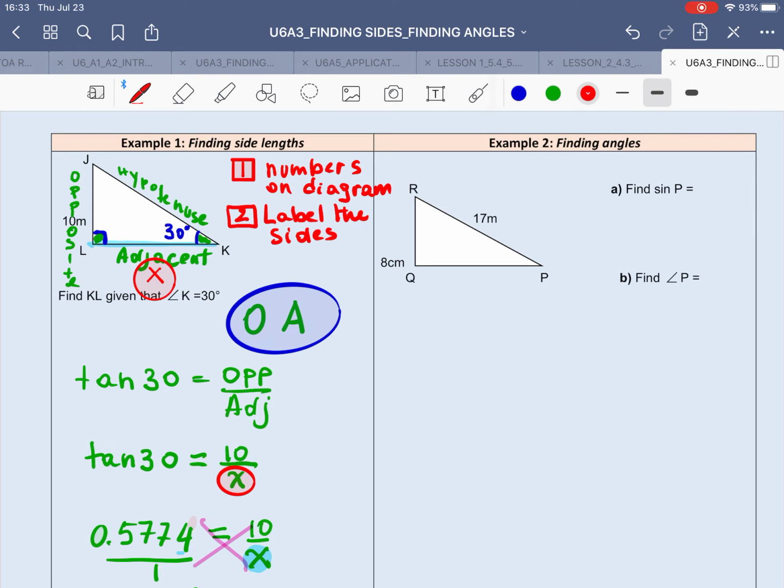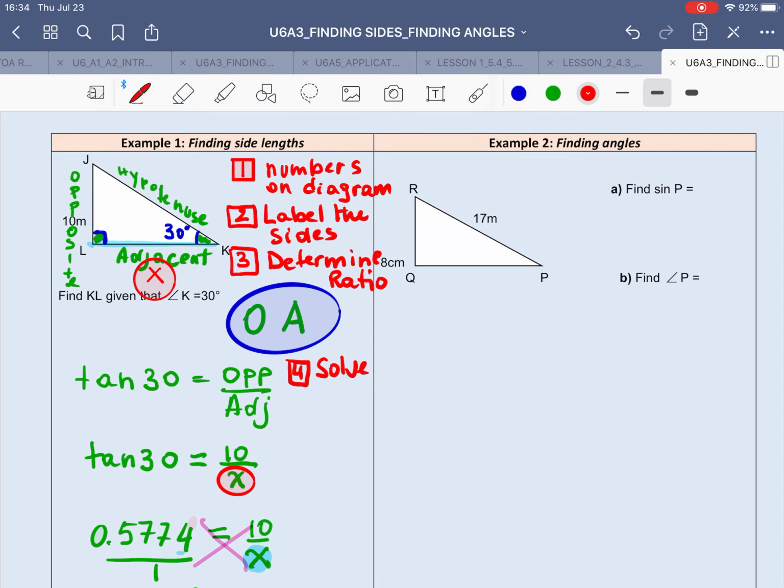Always referring to the given angle, because that's the angle you're going to use in the formula. Number 3, determine the ratio you need to use, and then solve. All right, so your last step would be solving it. Now, let's move on to the next question.